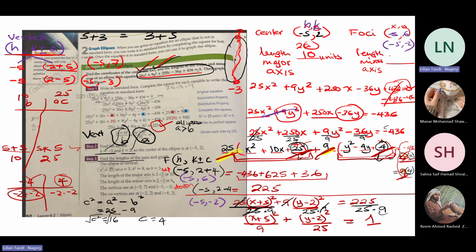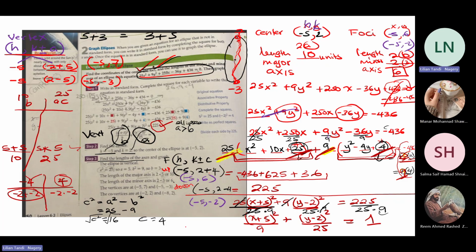And how do I find 2B? B is how much? 3. So 2 times 3, which is 6. Ah, very good. I even forgot about that Kanun. Now we should find the covertex.